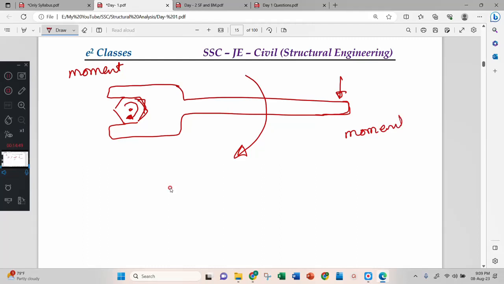Whether this spanner is bending? No, the spanner is not bending. Right? Therefore this is simply called as a moment, not bending moment. Okay, now moment, how to consider moment? Clockwise direction positive, anti-clockwise direction negative. Only we have two conventions, positive and negative.